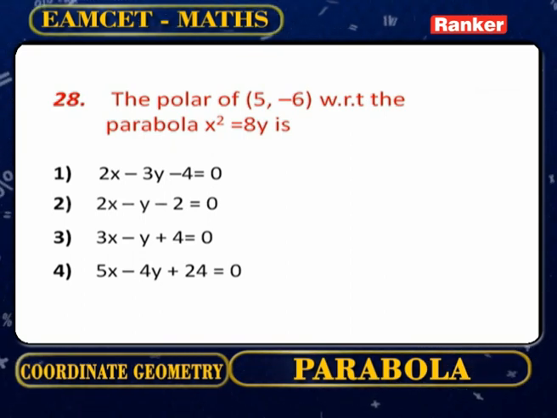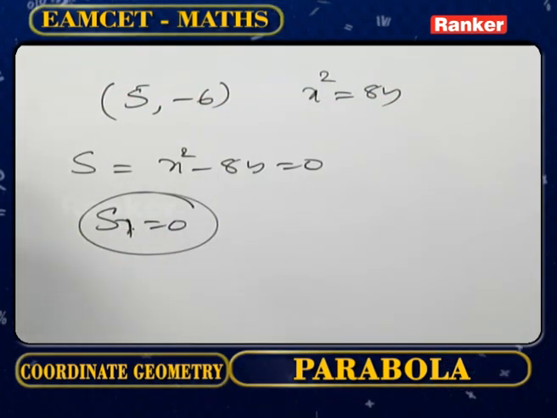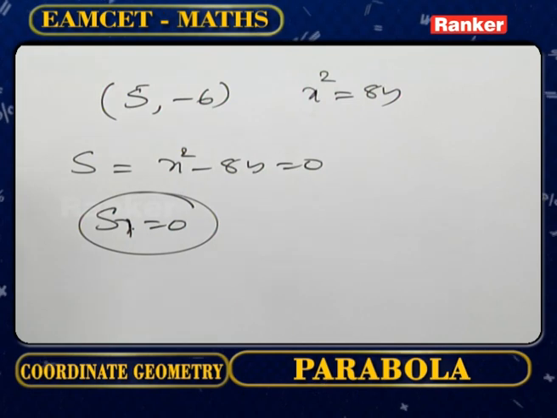The polar of the point (5, minus 6) with respect to the parabola x square equals 8y. Now consider the given equation of the parabola S equals x square minus 8y equals 0. Now the polar of the point is also S1 equals 0. Polar of the point S1 equals 0. Chord of contact S1 equals 0. Polar equation S1 equals 0. Equation of tangent also S1 equals 0.